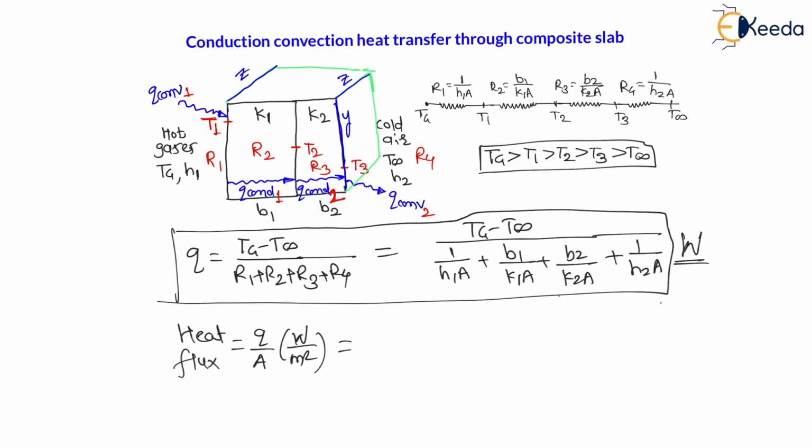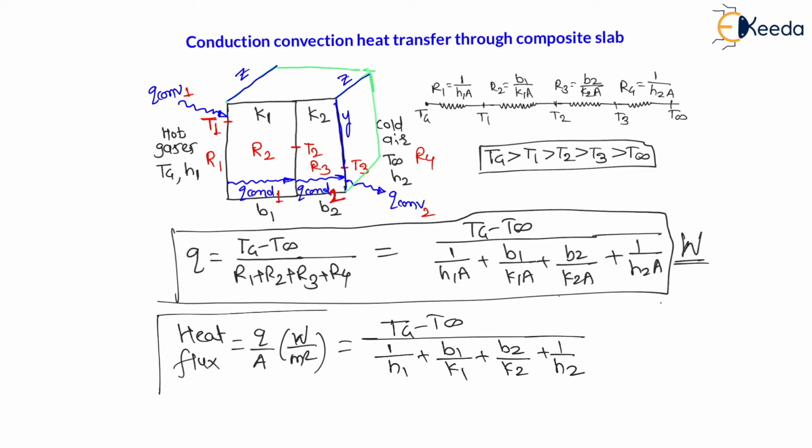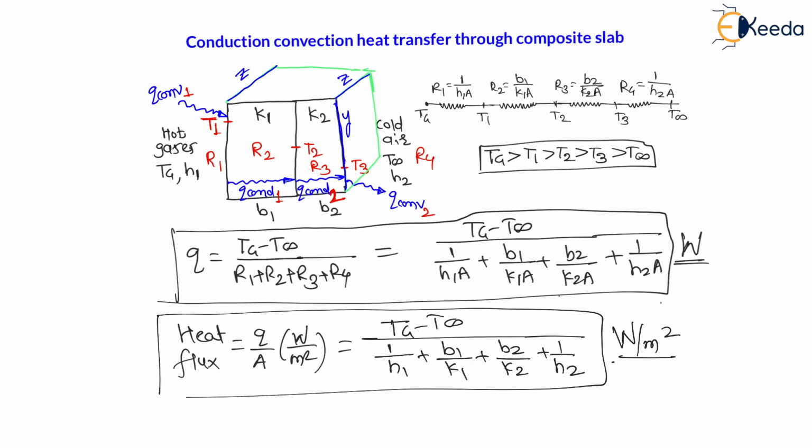Therefore, it will become Tg minus T infinity divided by 1 upon H1 plus B1 divided by K1 plus B2 divided by K2 plus 1 upon H2. Right. This will be the heat flux in watt per meter square, that is per unit area. This is the heat transfer per unit area, which is also called heat flux.